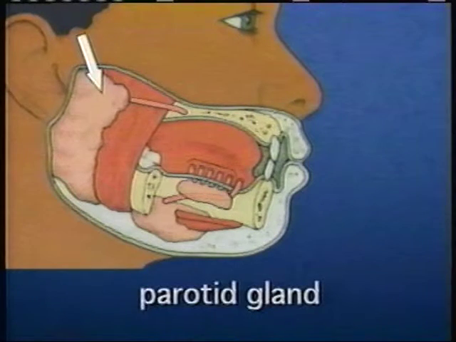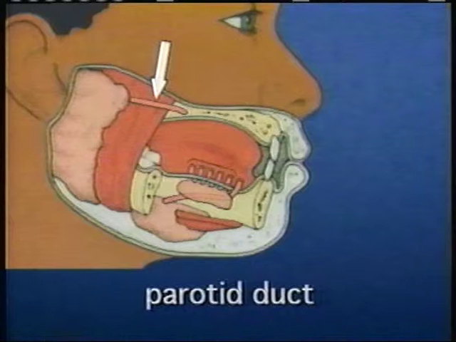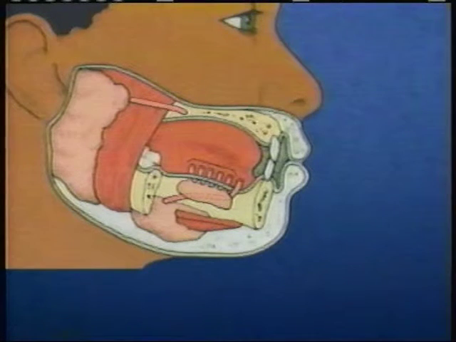The parotid gland overlies the masseter muscle anterior to the ear. Its duct penetrates the buccinator muscle and empties into the mouth near the second upper molar tooth.